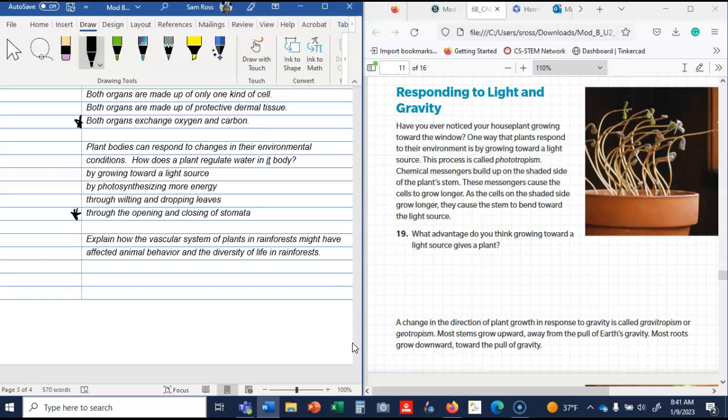And the last one: explain how the vascular system of plants and rainforests have affected animal behavior. So the vascular system gives water and nutrients, which means that trees, which are vascular, are going to grow taller than non-vascular plants, which provides habitats for animals, diversity, challenges. So that's how the vascular system can affect animal behavior.